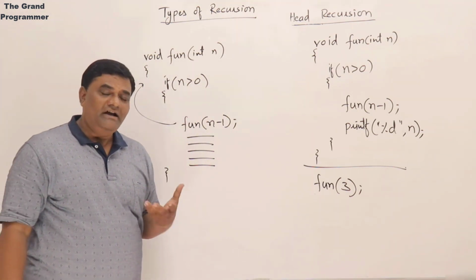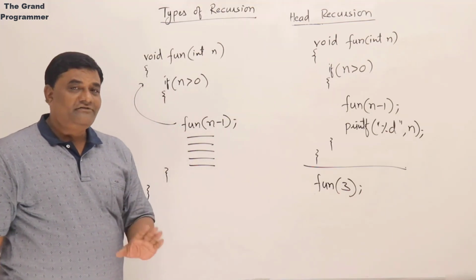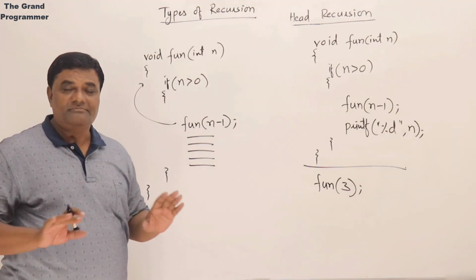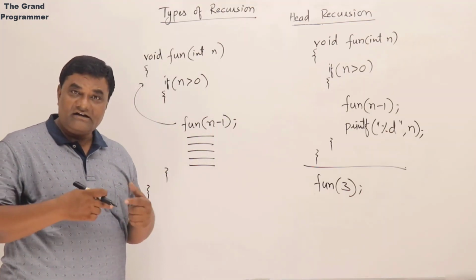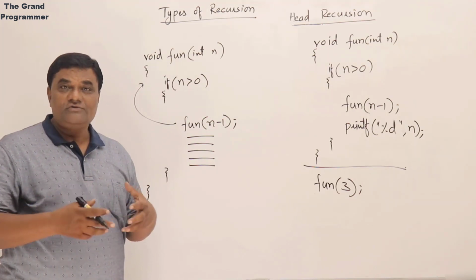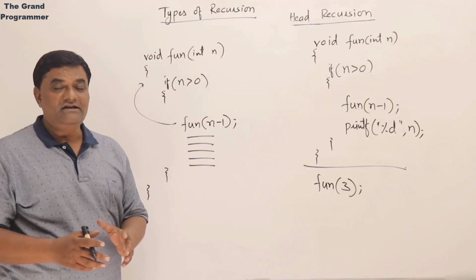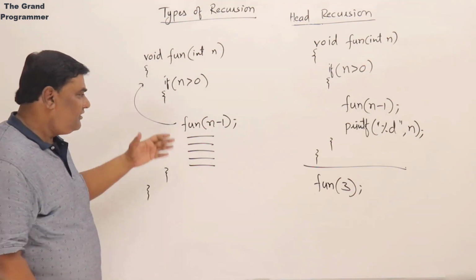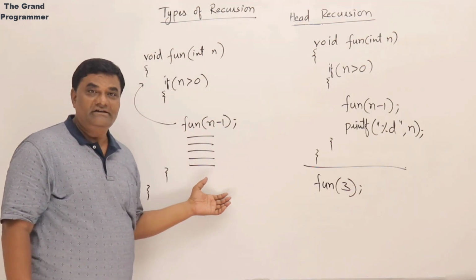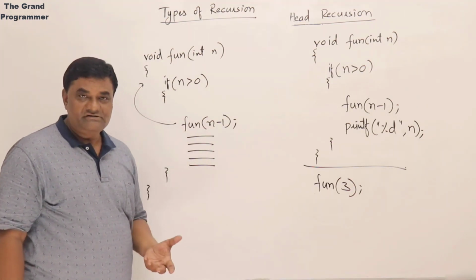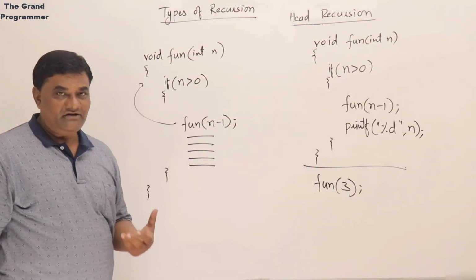So what do you mean by head recursion? It means the function doesn't have to process or perform any operation at the time of calling. It has to do everything only at the time of returning. So all the processing is done at returning time. Then such functions are head recursion.